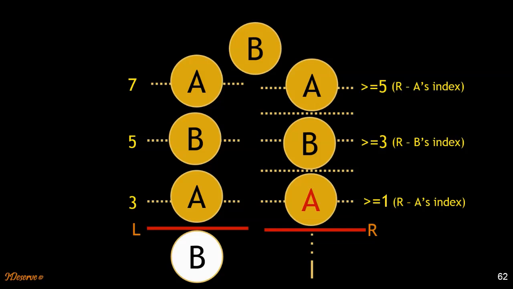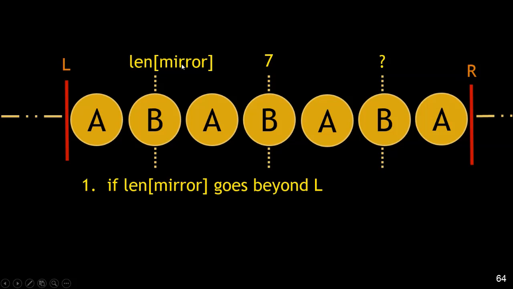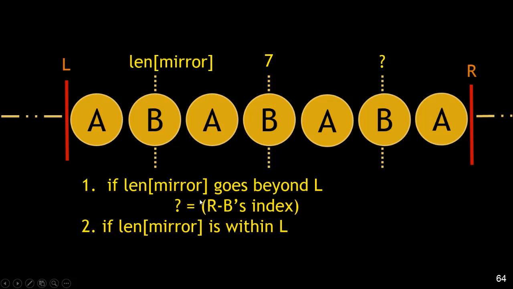Okay, so basically we need to expand beyond that length. Okay, now let's summarize whatever we learned in two simple rules. Assuming we are in this state where we found a palindrome of length 7 and we are trying to find the length of the palindrome centered at here, and we know that the mirror is here. What are the two rules? If the length of the mirror here on the left hand side expands beyond the left boundary of the main palindrome, we are going to update the length of the palindrome at this center equal to r minus b's index. The other case is if the length of the mirror here is within L, we are going to update the length of the palindrome at this question mark at b equal to the length of the mirror. Okay, we just copy the length of the mirror here.